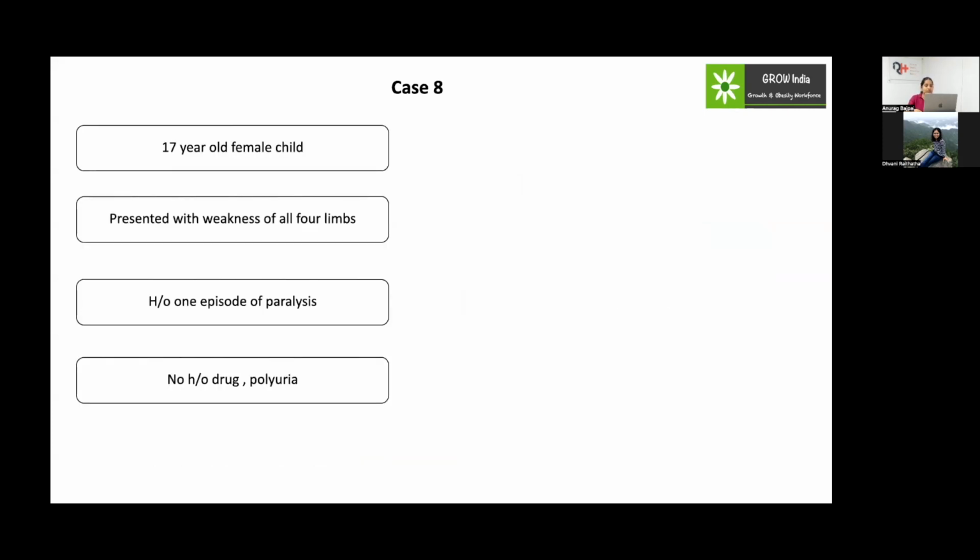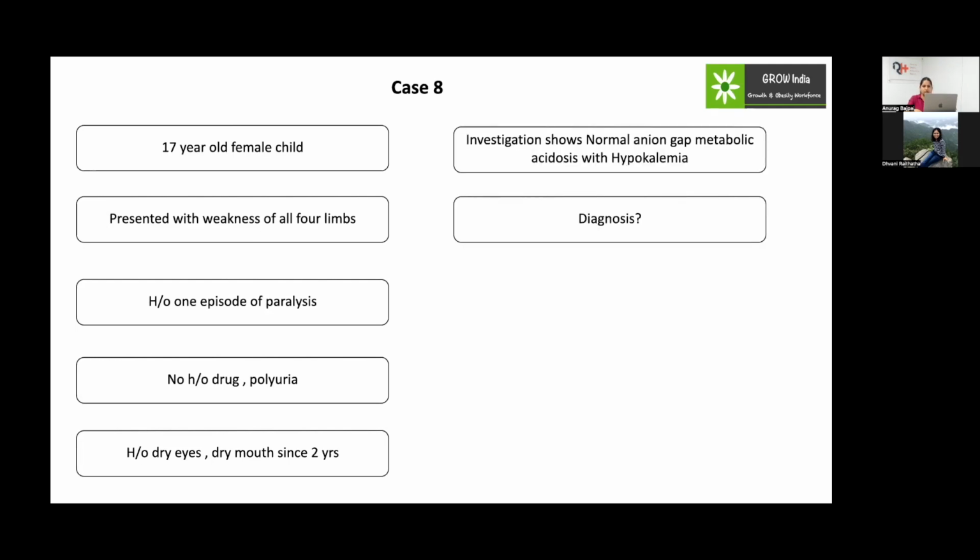We have this 17-year-old female who presented with weakness of all 4 limbs. There was a history of episodes of periodic paralysis, but no history of any drug use or polyuria. On asking further, she complains of dry eyes and uses artificial tears very frequently. She has had a dry mouth for 2 years. So we should ask the diagnosis.